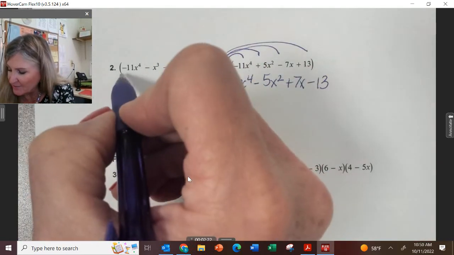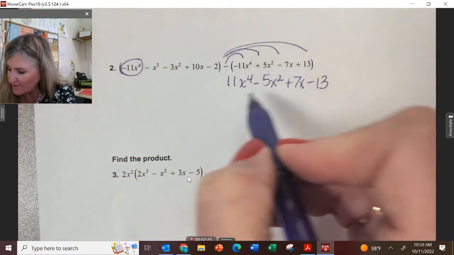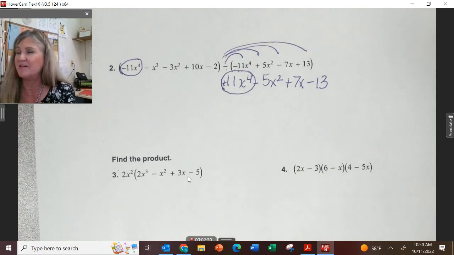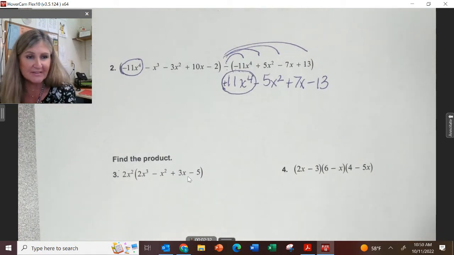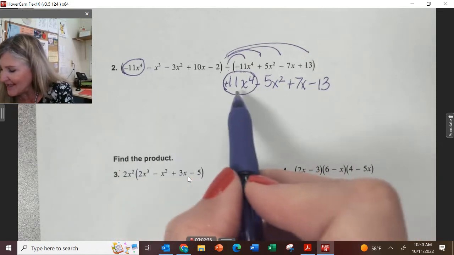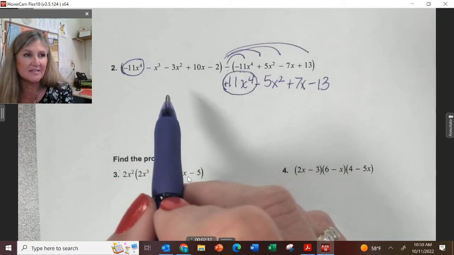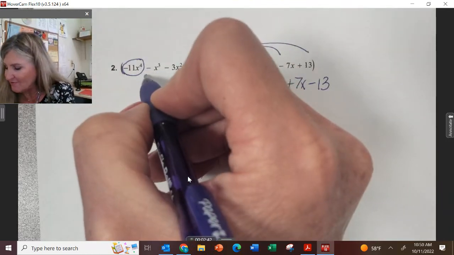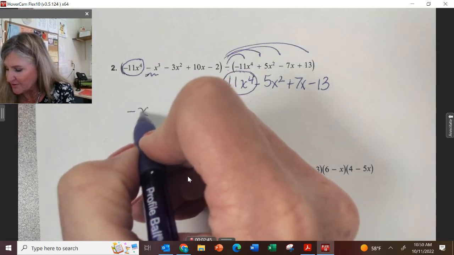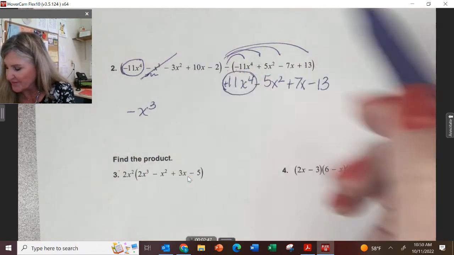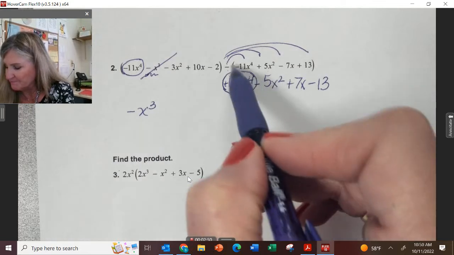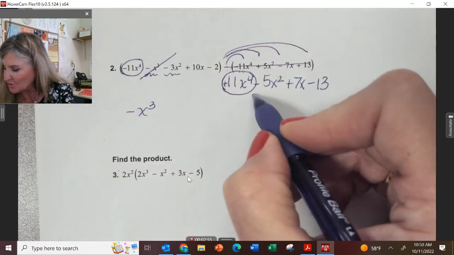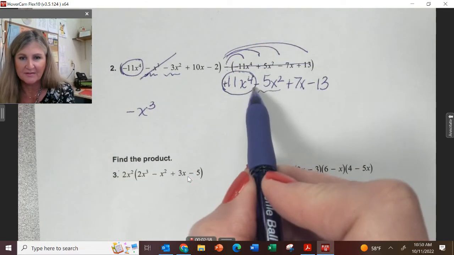So now we're going to combine. We have a negative 11x to the fourth, and we have a positive 11x to the fourth. And so what's going to happen to those? They're just going to cancel out, aren't they? I look at my next term, because I want to write these in descending order. X to the fourth is my highest exponent. Then I have minus x cubed. That's going to go next. I'm finished with that because there's no other x cubed. Don't need that anymore.